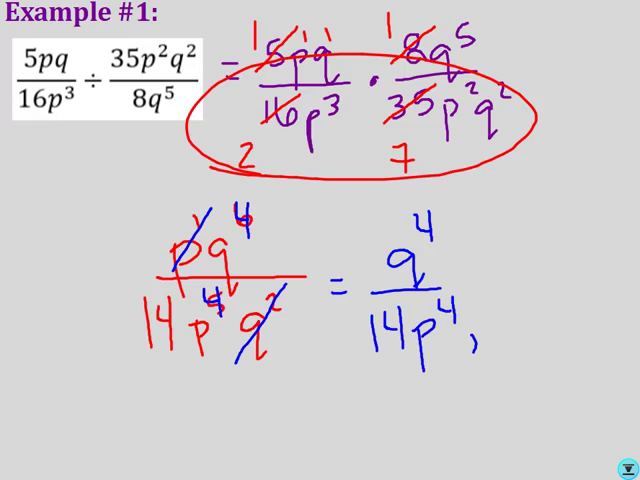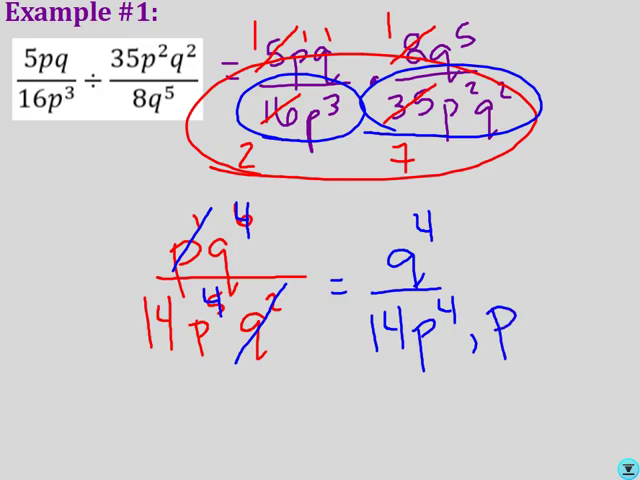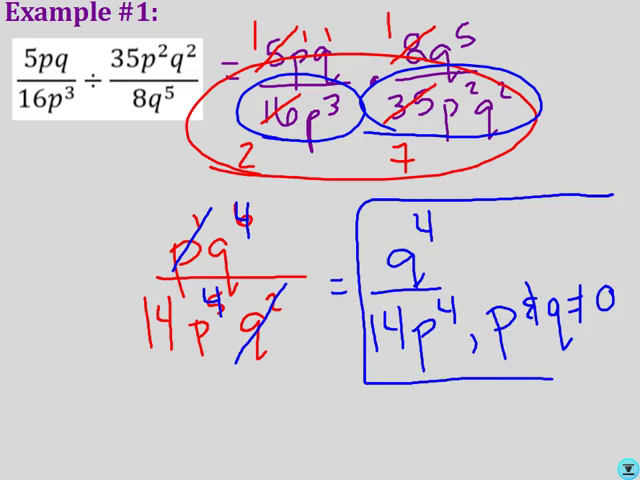where we can't forget our restrictions. If we look in the original denominators, both of these are monomials. And we said before, with monomials, P and Q cannot equal 0, because if either one of those variables is 0, then it would make the whole denominator 0. So that is it for example 1. That is your final solution.